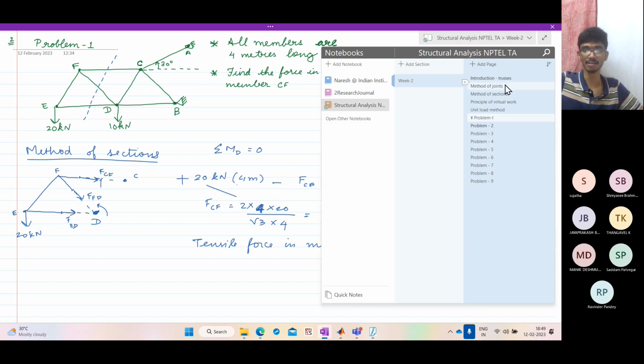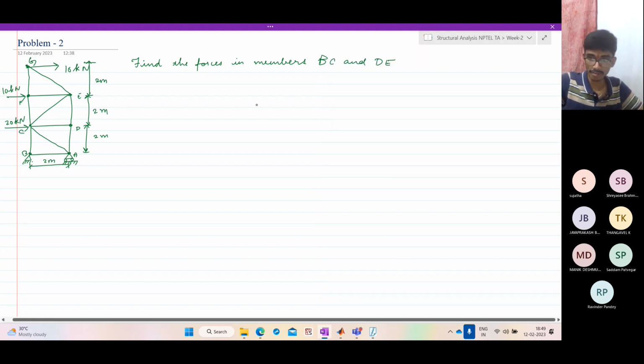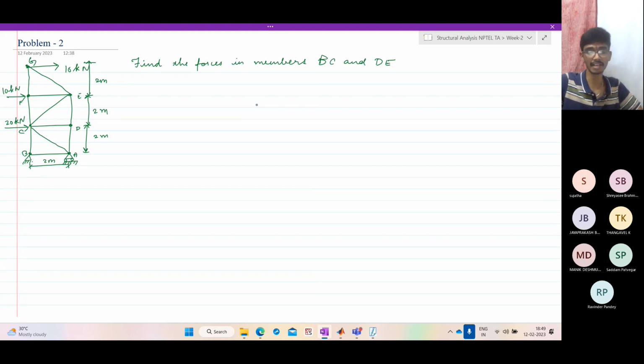So this is a very easy problem. The next one is also very simple. Let me quickly go through that. So before 7 p.m., let us finish all this. And after 7 p.m., we'll have the difficult problems, which are the virtual work problems. Not difficult, they are also easy, but they are a bit lengthy, so they will take time. So 4 problems after 7 p.m. and these 5 problems will finish before 7 p.m.